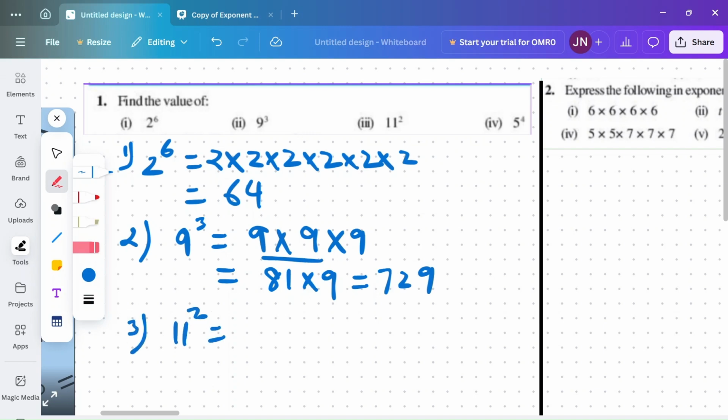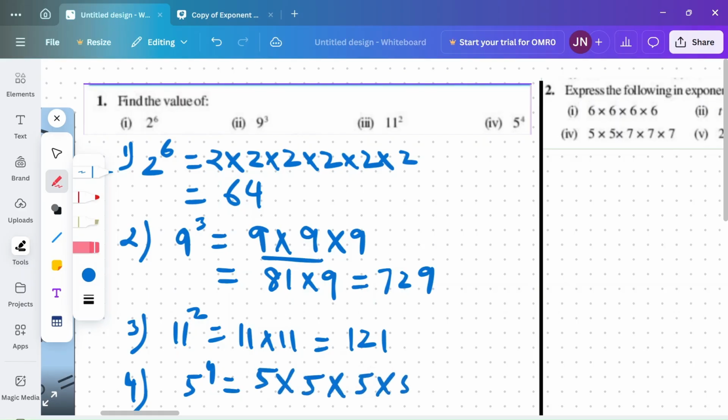11 raised to the power 2. Again, write down this in expanded form, 121. And if you look at the fourth, it will be 5 raised to the power 4, which is 5 times 5 times 5 times 5. And the answer would be 625.